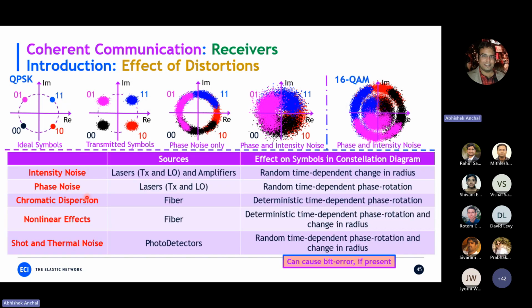Where these noises come from and how they behave, I mention here as the sources. For example, intensity noise and phase noise usually come from the laser and amplifiers, and because it's noise, it's a random, time-dependent variation of either the radius or the phase rotation. Dispersion and nonlinear effects usually happen in the fiber, and also in some other components, but mostly these are deterministic effects. The nonlinearity is semi-deterministic because it also depends upon the bit pattern, and bits are random. The shot and thermal noise again occur at the photodetector, and also cause random time-dependent variation in the radius and phase. And if all of this occurs, it is surely going to cause bit errors, so we are going to remove it.